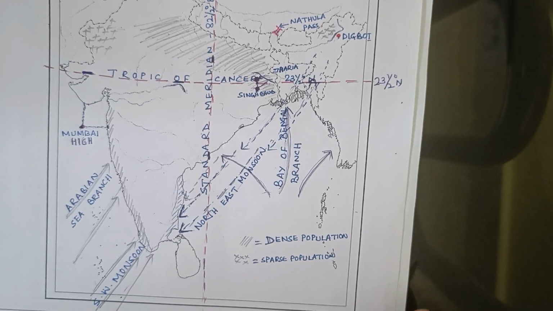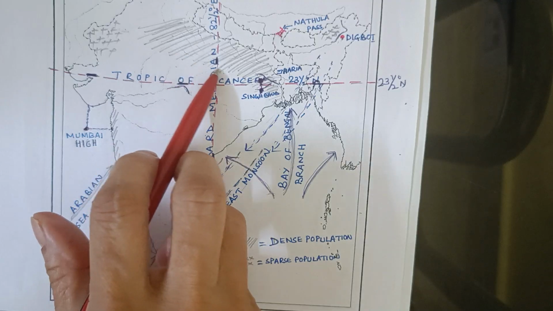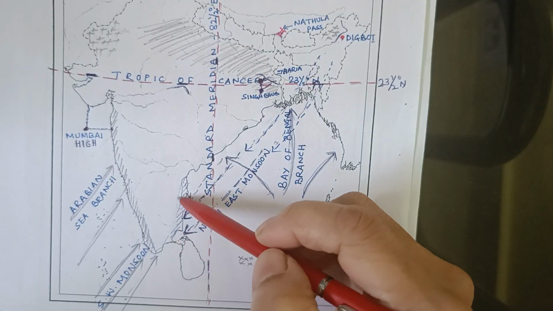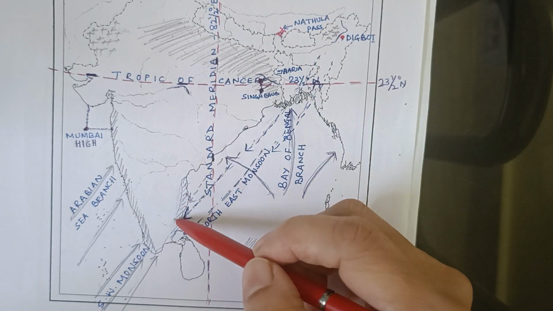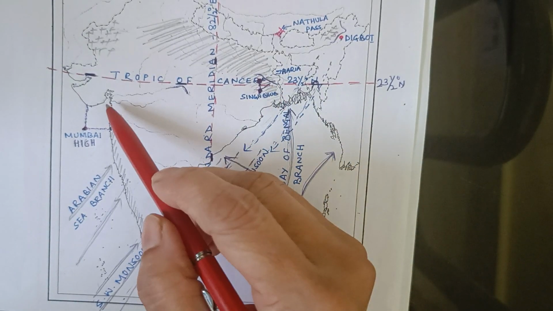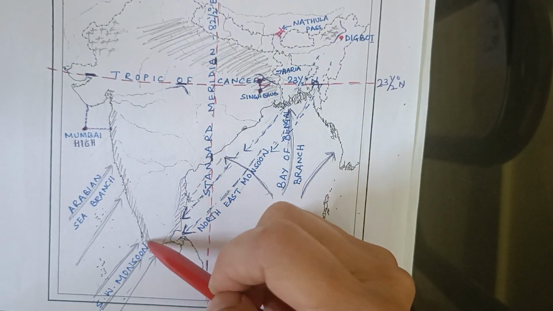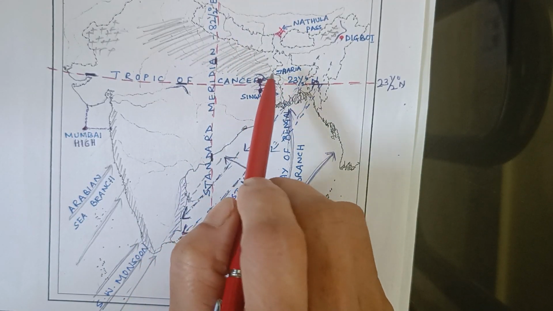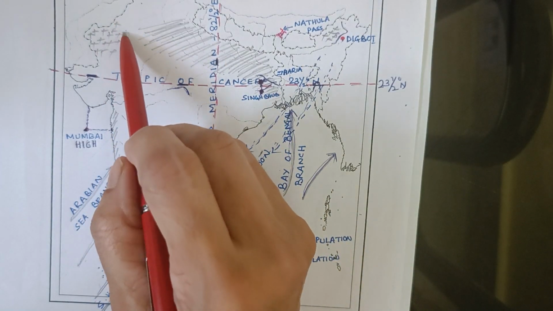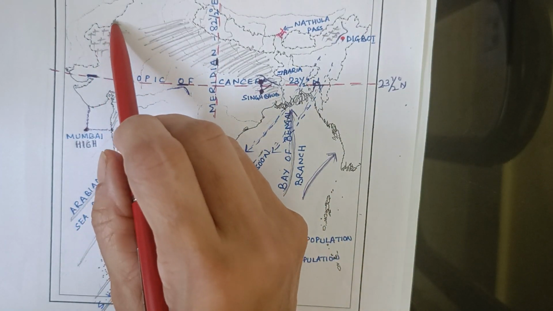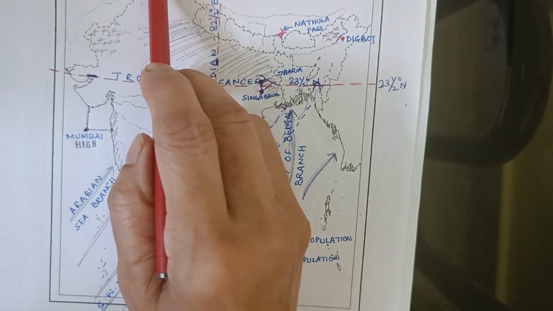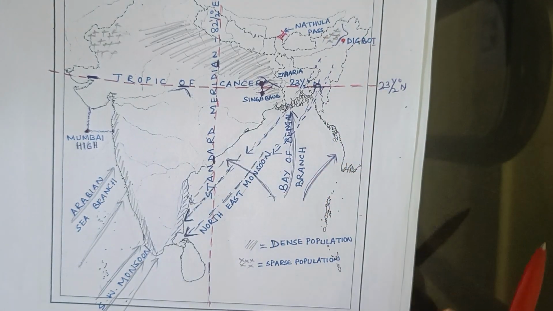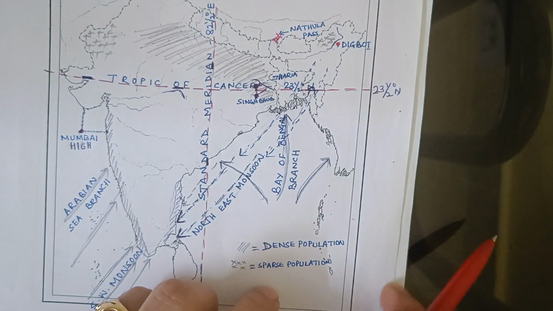Now, dense population: one is the Gangetic Plain, another the Western Coastal Plain, then the Eastern Coastal Plain too, but maximum is the Western Coastal Plain, the whole of Gangetic Plain, also parts of West Bengal. And sparse population: Rajasthan, that is the Thar Desert, parts of Jammu Kashmir here, and the northeastern part. So this is about your sparse population.